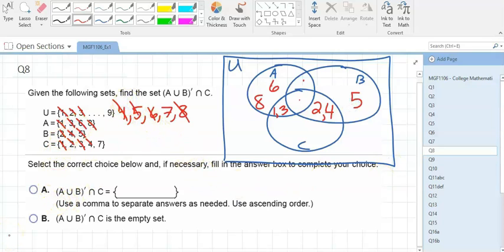What's left down here in C? 7. Perfect. So 7's gone. Is there anything in the universe? 9. 9 was the only number we didn't mark off. So it's out there in the universe. So here's what our Venn diagram looks like. Now we can answer our questions.